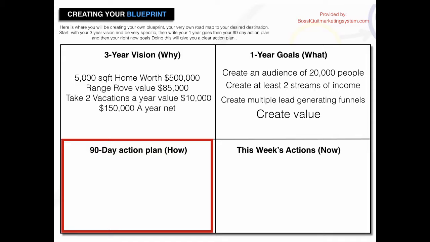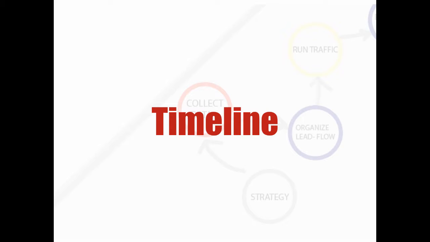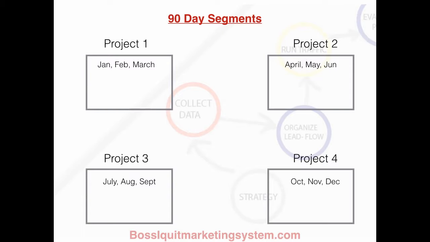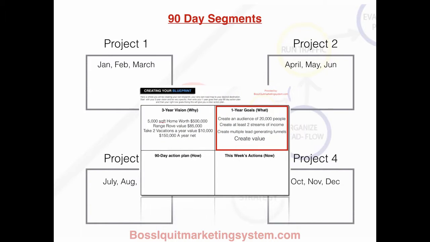So pretty much what we're doing here is we're creating a timeline, okay? A timeline so that we can actually see exactly what we have to do, all right? So what I do is I create what I call 90-day segments. And really, I break it up. And if I have like 4 projects, and I try to at least have 4 major projects, all right? And like I said, once again, this is our example.